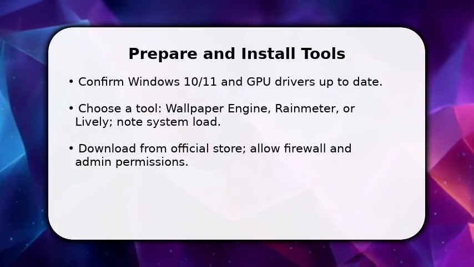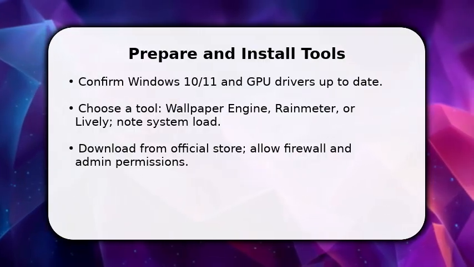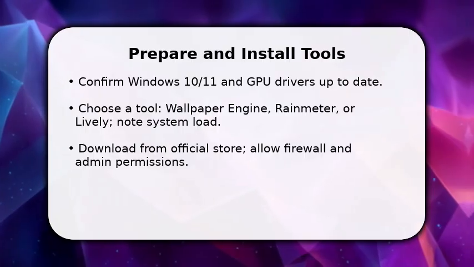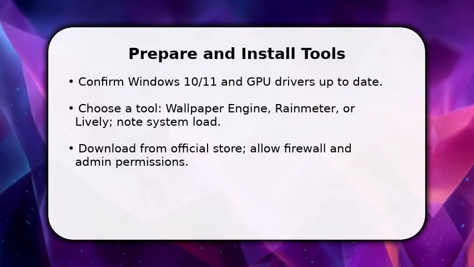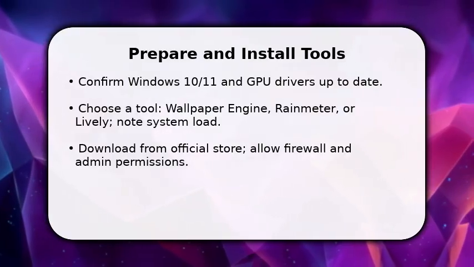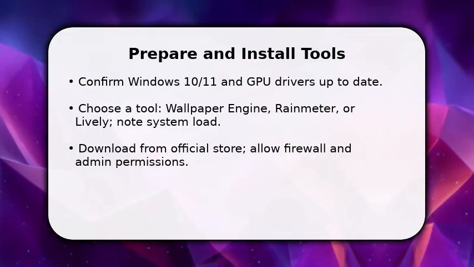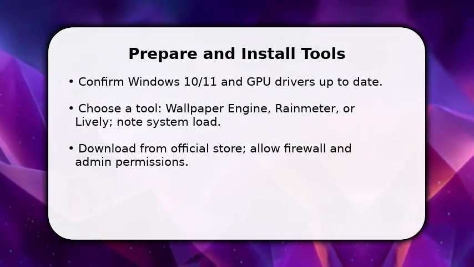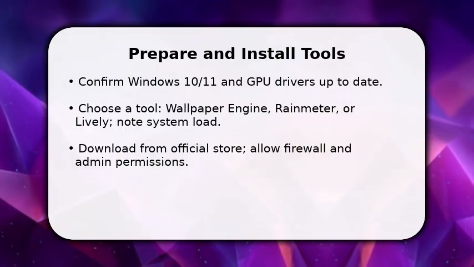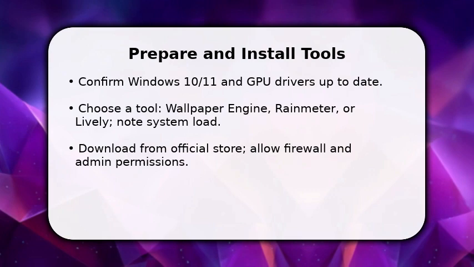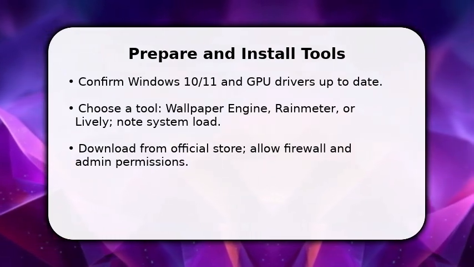You start by preparing the system. Update Windows and GPU drivers so live wallpapers run smoothly. Next, pick a tool: Wallpaper Engine for paid polish, Lively for free, or Rainmeter for widgets, because each uses resources differently. Once chosen, download and install from the official store and grant admin and firewall permissions so files can run at startup. This prevents permission-related failures later. Finally, reboot if prompted. Doing so ensures drivers and services load before you add animated backgrounds.